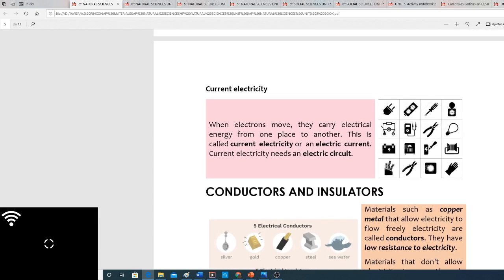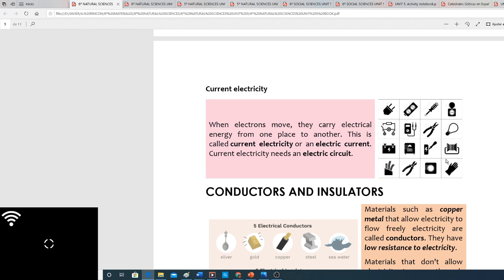So remember, when electrons move, they carry electrical energy from one place to another. And this is called current electricity or an electric current. And the current electricity needs an electric circuit. You have here a picture with many things that are needed for electricity to flow. Here you have a plug, here you have a socket, you have here a kind of tool that is made of metal. All of these are needed for electricity to flow.